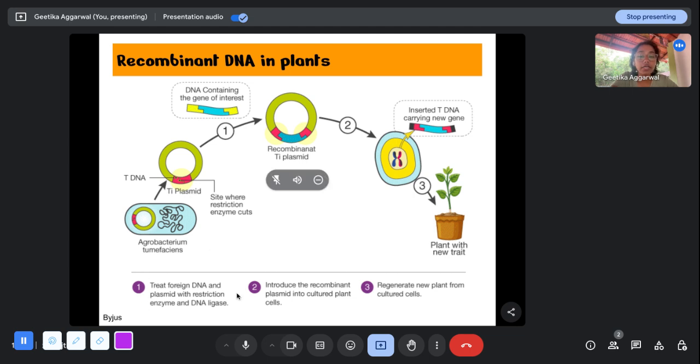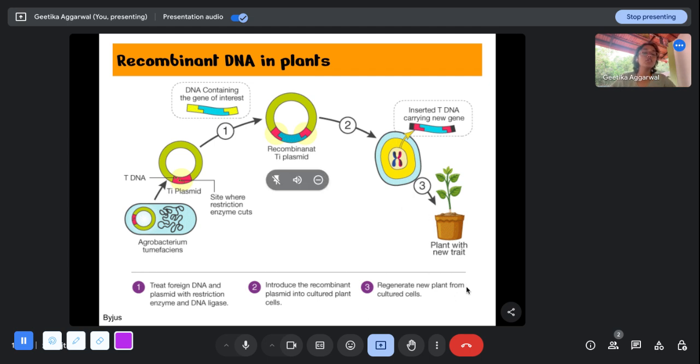So number one, you treat foreign DNA and plasmid with restriction enzyme. So you treat them with the same restriction enzymes, and then you treat them with DNA ligase, which will lead the gene of interest to get ligated into the plasmid. So now you have a recombinant plasmid. Then you introduce the recombinant plasmid into the cultured plant cells. So you have a cell culture of the plant cells, in which you will now introduce this recombinant plasmid. This recombinant plasmid will then insert into the plant chromosome. Here you can't have extra-chromosomal plasmid because in eukaryotes it does not function that way. So you need to introduce it into the chromosome of the plant.